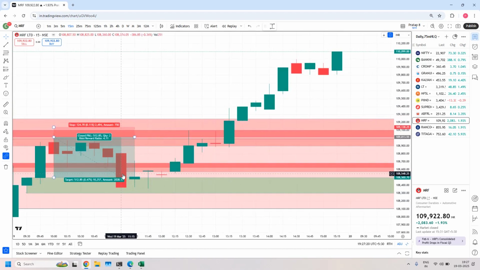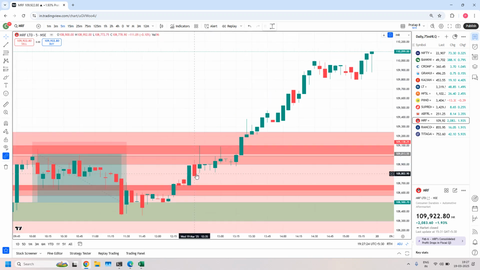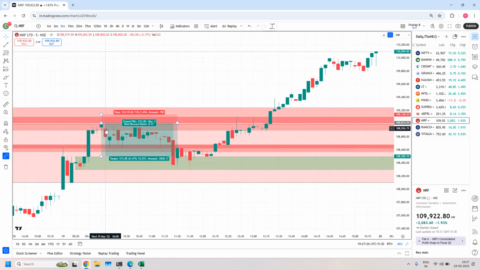Okay, it reached the 15 minutes target. And when we got the trade, probably you got the trade at the 10 o'clock 5 minutes candle and reached the target at the 11 o'clock 25 minutes candle. More than an hour, you might be in the trade.